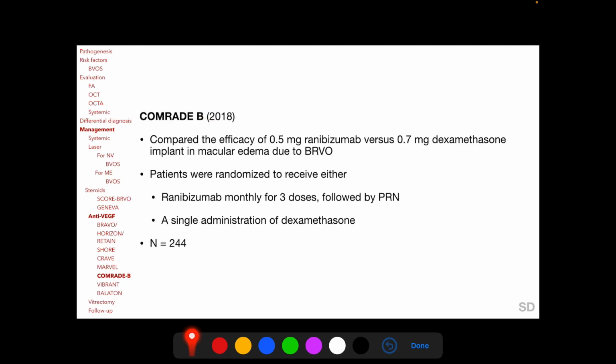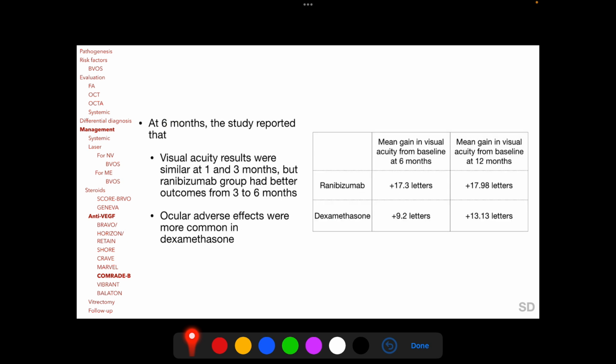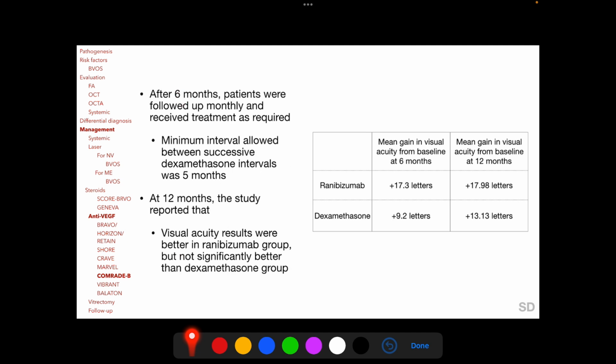The COMRADE-B trial compared the efficacy of 0.5 mg ranibizumab versus 0.7 mg dexamethasone implant in macular edema due to BRVO. 244 patients were randomized to receive either ranibizumab monthly for 3 doses followed by PRN injections or a single administration of dexamethasone. At 6 months, the COMRADE-B study reported that visual acuity results were similar in the two groups at the end of 1 and 3 months, but the ranibizumab group had better outcomes following the initial 3 months, and ocular adverse effects were more common in the dexamethasone group. After 6 months, patients were followed up monthly and received treatment as required.